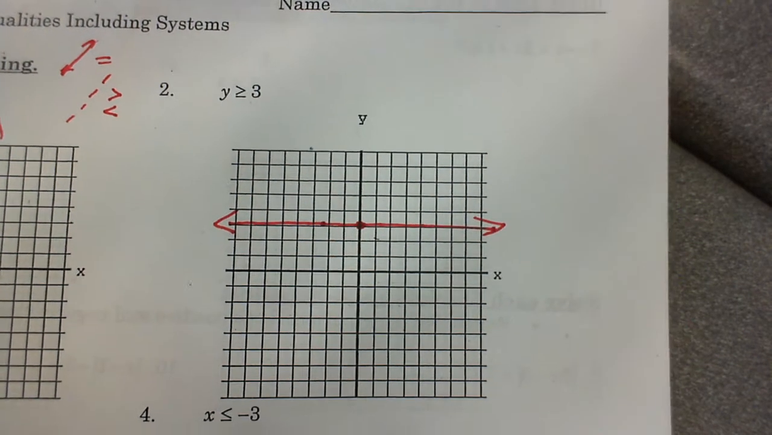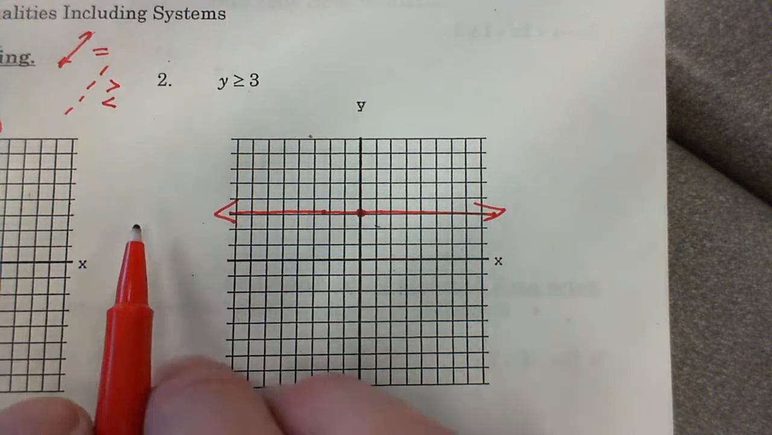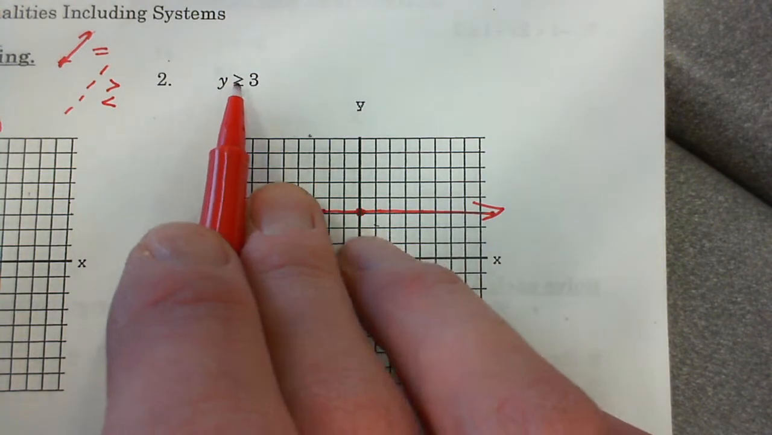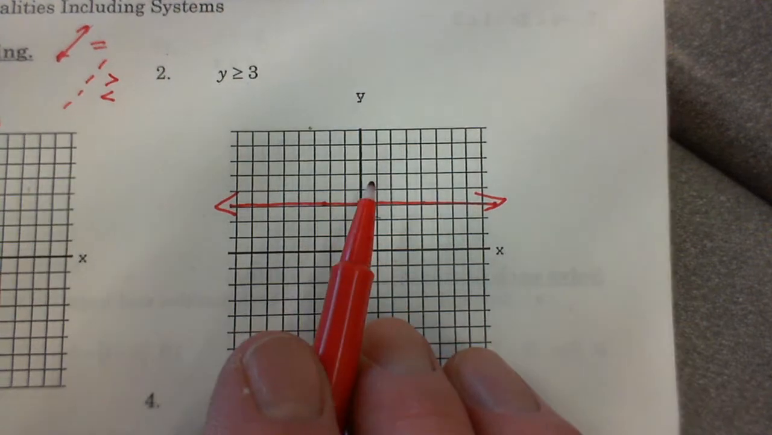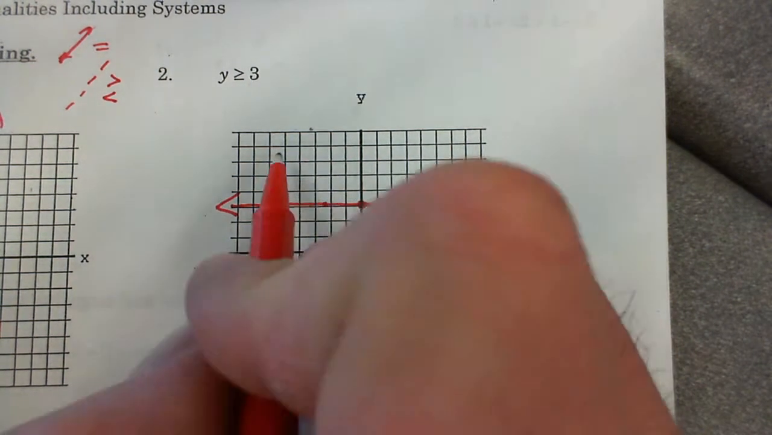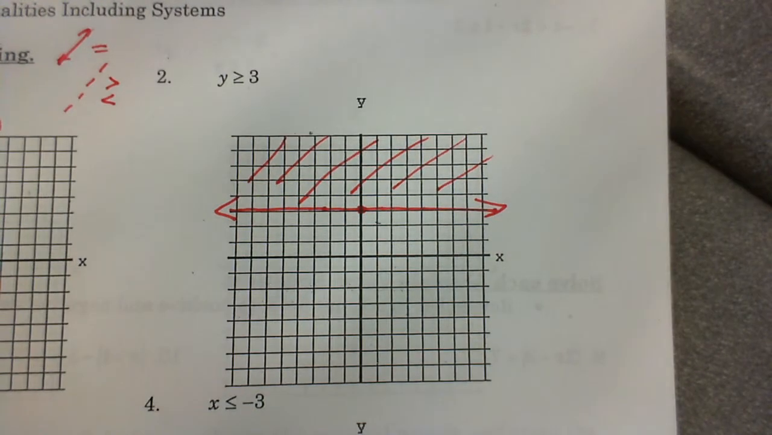Okay. And now we have to decide which side we shade on. Well, here we don't really need to use a test point. We just need to decide which side of this line our y value is going to be greater than 3. Well, greater numbers are more and more positive, and the more positive is up, so there is your final shaded area. Okay.